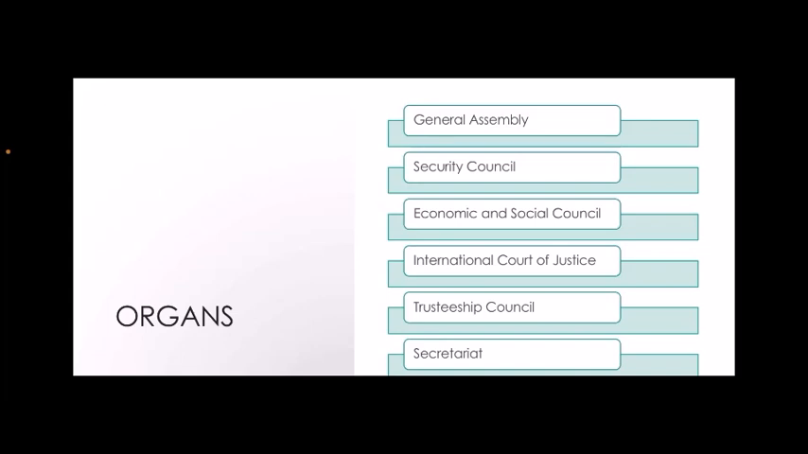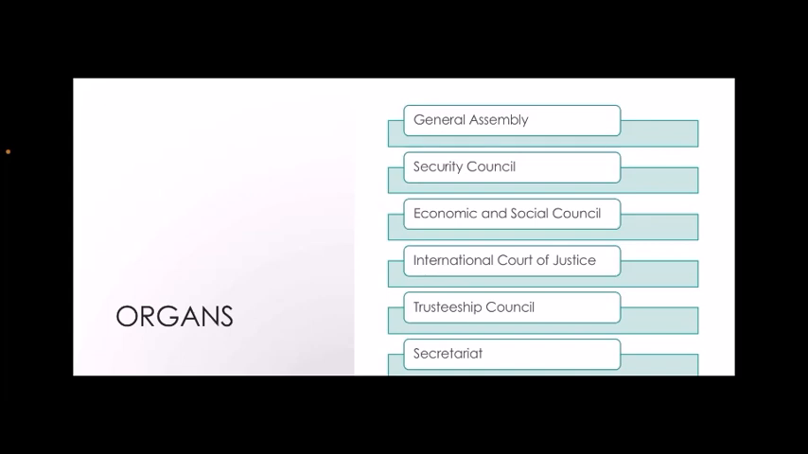Now, children, the headquarters of the United Nations are at New York. English, French, Russian, Spanish, Chinese, and Arabic are the official languages of the United Nations. Now, let us look at the next organ of the United Nations, which is Security Council.